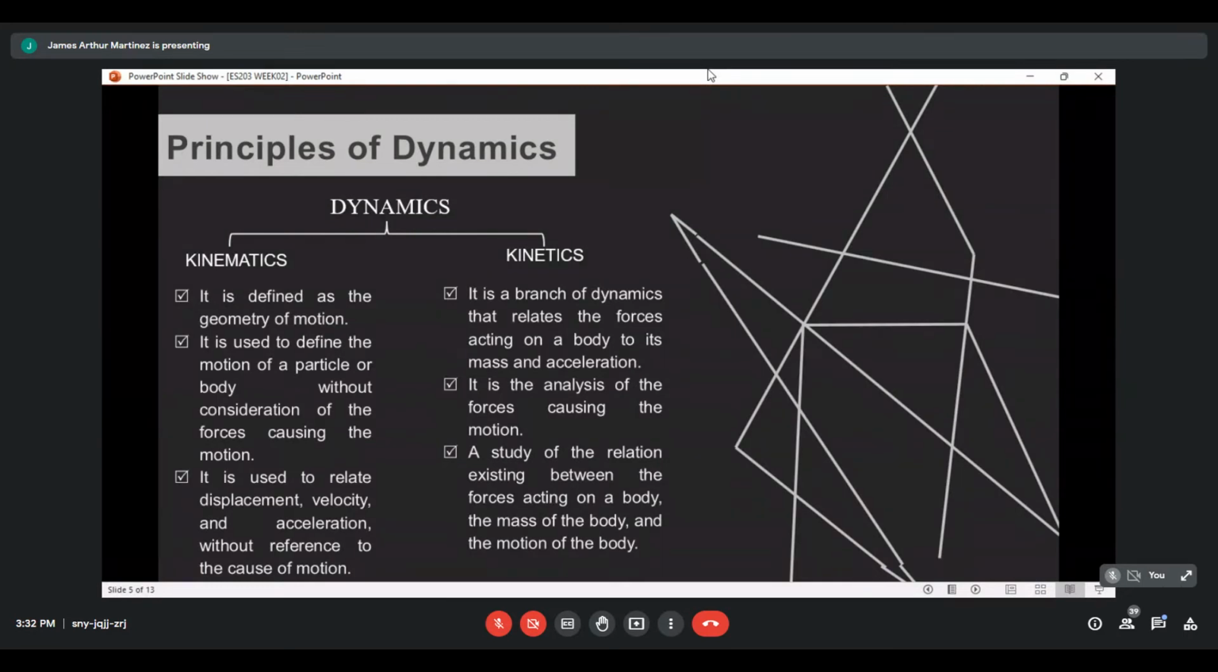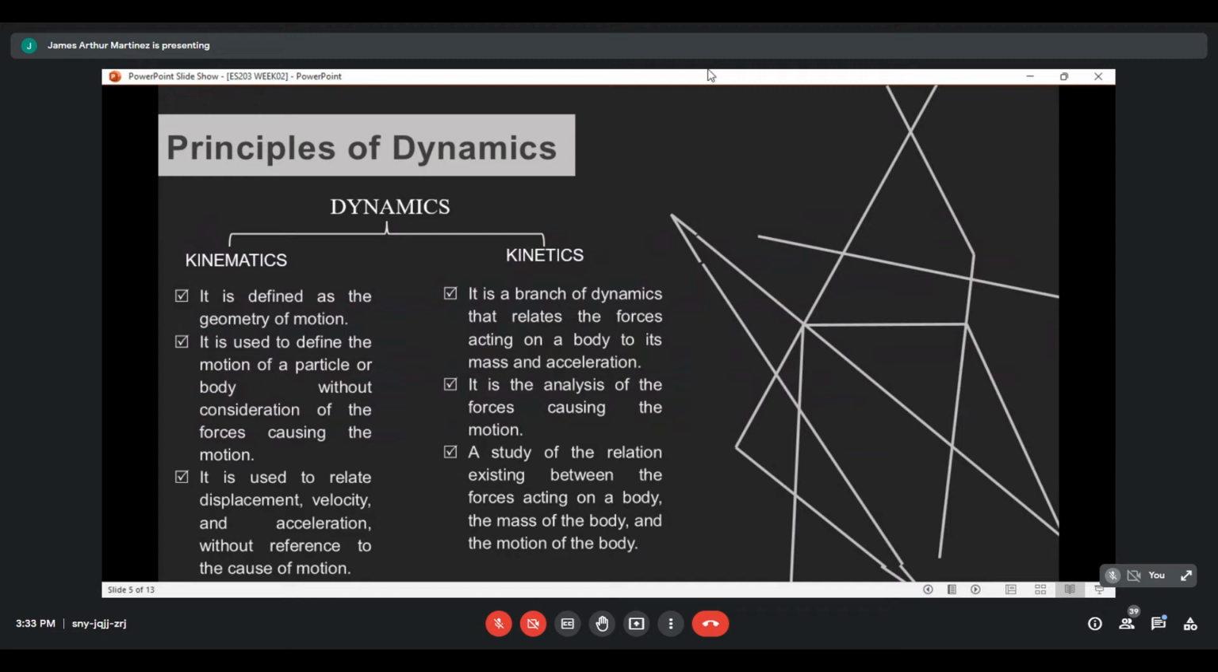Kinetics is also defined as a branch of dynamics that relates the forces acting on a body to its mass and acceleration. And also, it is the study of the relation existing between the forces acting on a body, the mass of the body, and the motion of the body. So the definition keeps coming back, as if it is restated in different ways. But the main point is that it relates the forces acting on a body to its mass and acceleration.